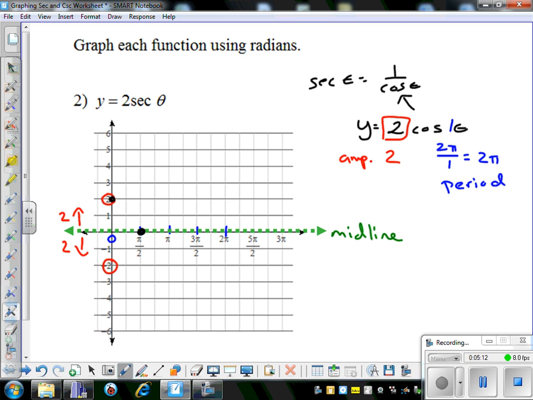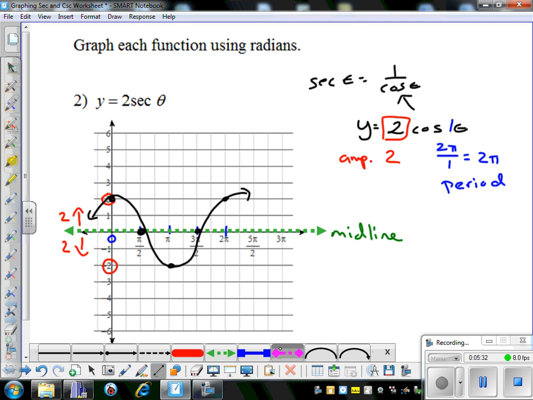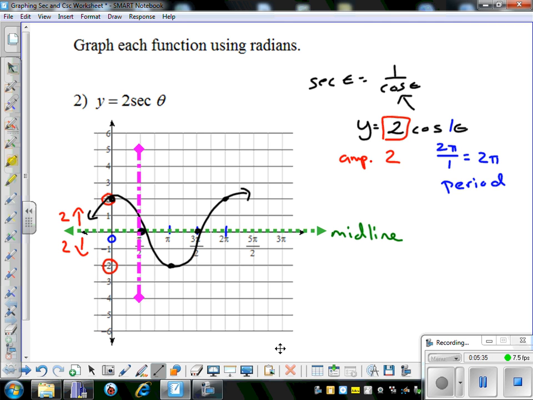Our second point, we hit our midline. Third point, bottom of our amplitude. Next point, midline, and last point, the top of our amplitude. We connect them by curving through them, and that gives us one period of our cosine function. Since we need the secant function, we need to draw in our asymptotes again wherever our cosine function crosses the midline. So here are our asymptotes. Now we need to make our parabolas. At this maximum point, we go towards our asymptotes on each side.